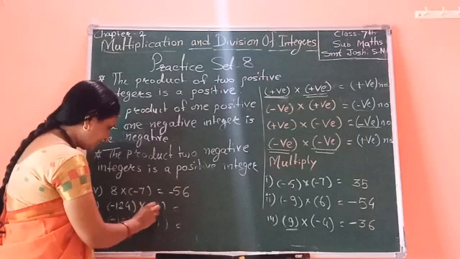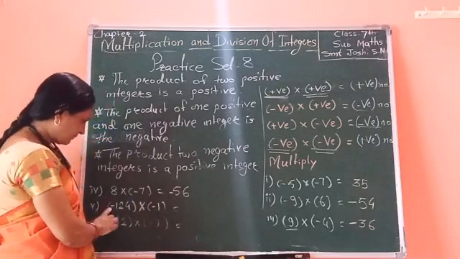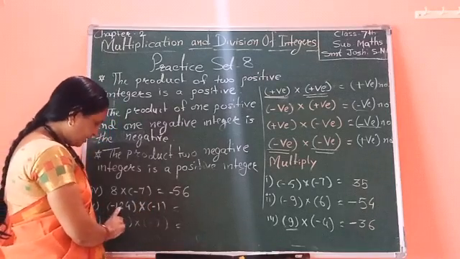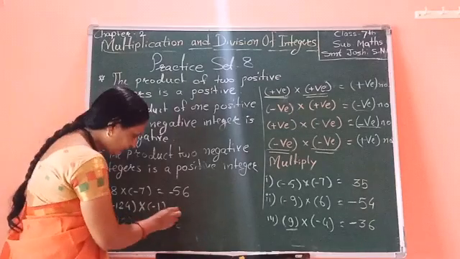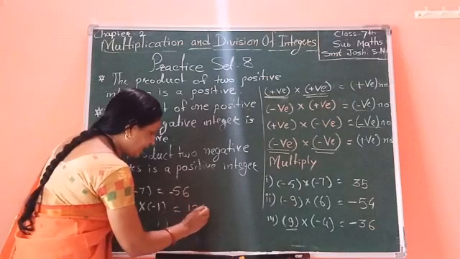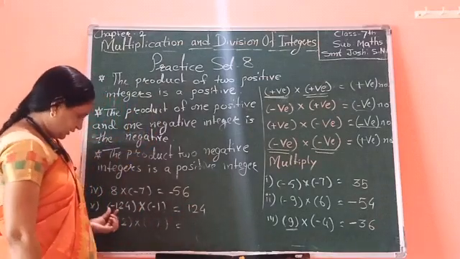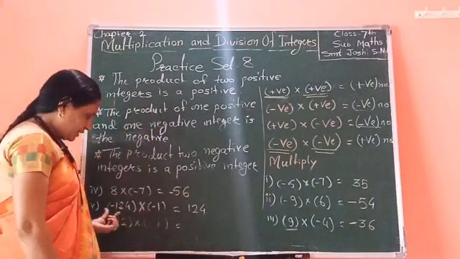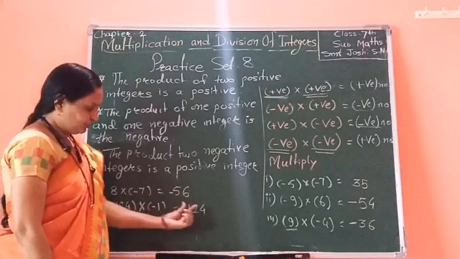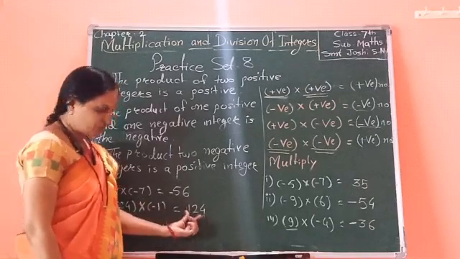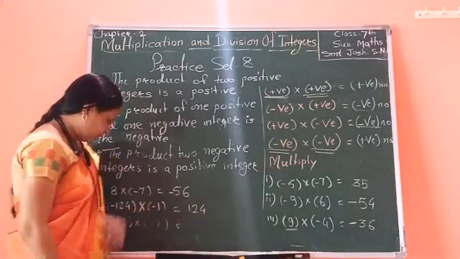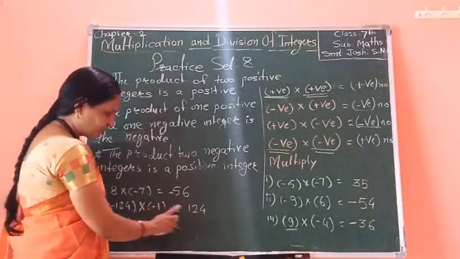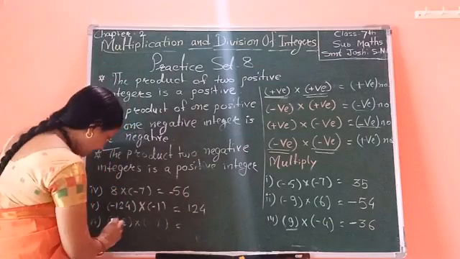In the next example, fifth example, -124 into -1. The product is 124. Two numbers are negative, then the product is positive. 124 into 1 equal to 124.